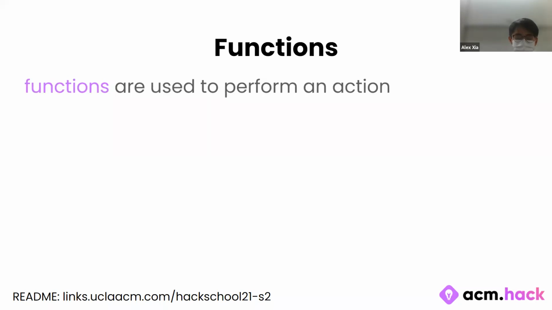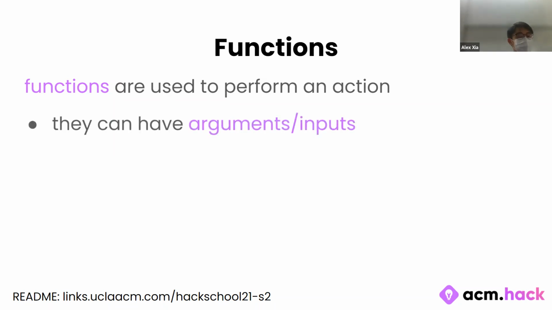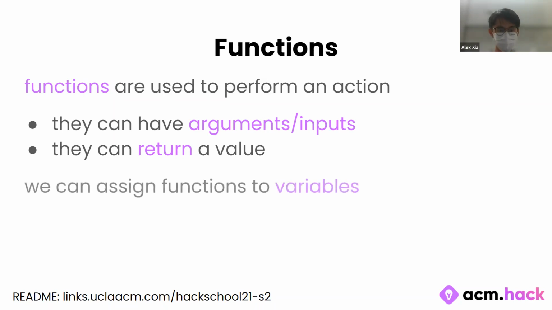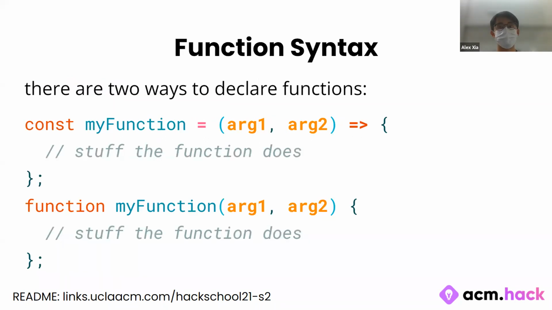Functions are used to perform a certain action, and that's very vague, but hopefully some examples can help clear that up. Functions can have arguments, or they can have inputs, and then they can output something. So functions take in some input and then they output something, and we say that it returns a value. And then finally, an important thing to note is that we assign functions to variables. Okay, so let's look at how it's done.